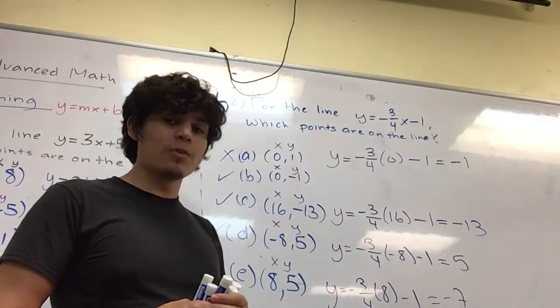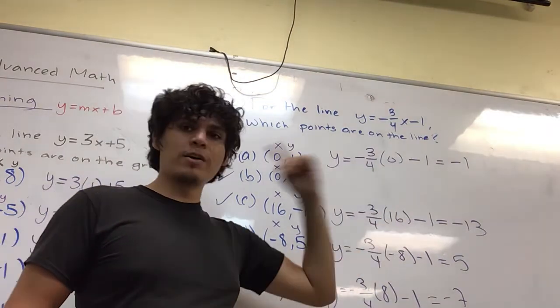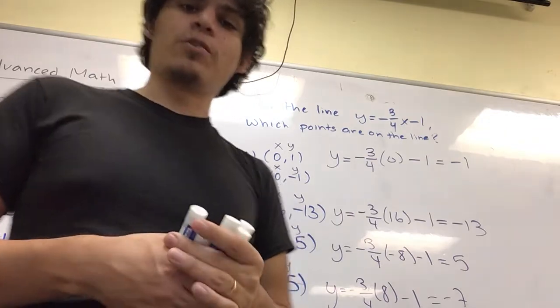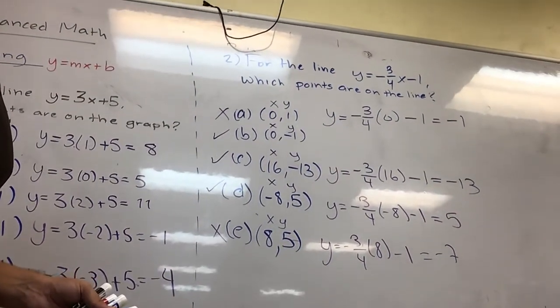Now, if you do like fractions, then you know that 16 divided by 4 is 4, times 3 is 12, minus 1, there you go. So then that one is, and you can go ahead and just reference the rest of the points, pause the video, and try them out.